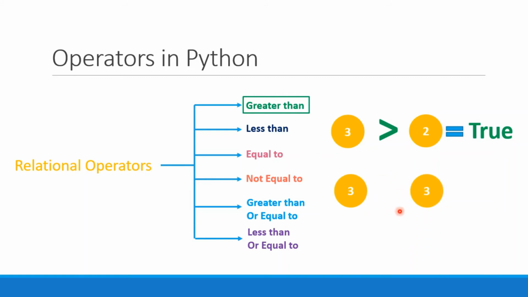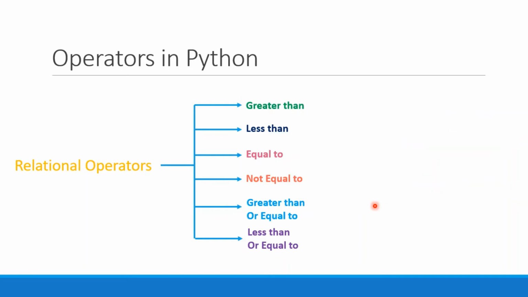Now here check one thing, because I will explain this in greater than or equal to and less than or equal to also. Here we have used the greater than symbol and we are checking if 3 is greater than 3, then its answer should be false. Why false? Because 3 is equal to 3, but 3 can never be greater than 3. So its answer will be false.